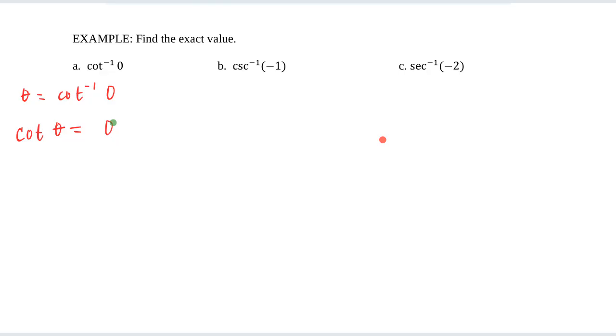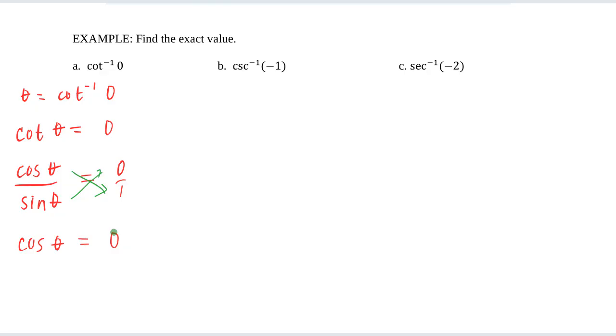We know the identity for cotangent theta is cosine theta over sine theta. So this is equal to 0. The denominator of any number is always 1, so this is 0 over 1. Let me cross multiply. Now we get cosine theta equals sine theta times 0, which is 0. So now we evaluate cosine theta equal to 0.